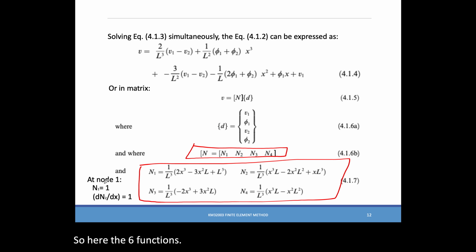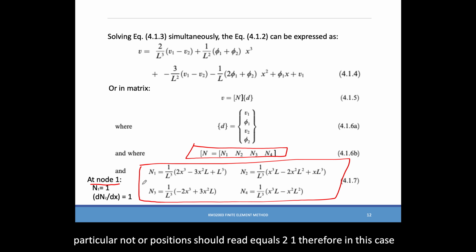We would also note that the summation of shape functions at one particular node or position should be equal to 1. Therefore, in this case, let's take node 1. At node 1, when we consider the shape functions, N1 would be equal to 1 and N2 would be equal to 0. Okay, that holds: the summation of shape functions at one particular node will be equal to 1.